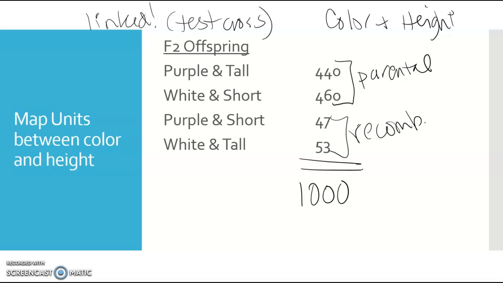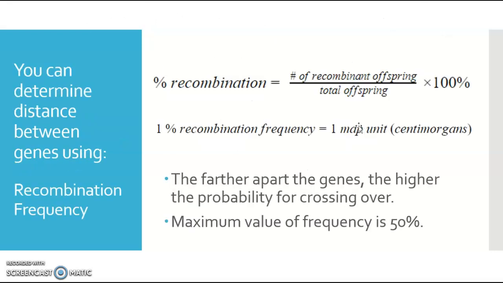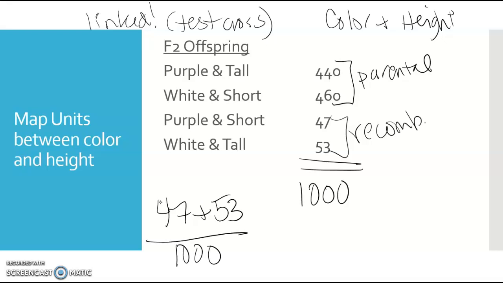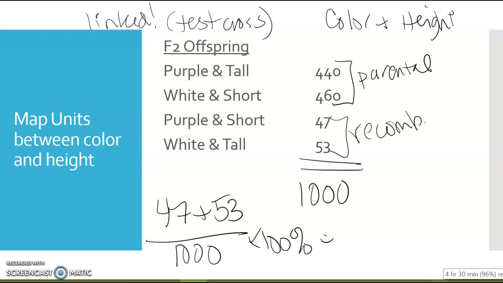offspring. So to figure out percent recombination, if you look at a formula, it's the number of recombinant offspring divided by total. So in this particular case, 47 plus 53 divided by 1,000. And you're still going to do percentage, so we're going to still multiply it by 100%. So stick that into your calculator. You're going to see you have 100 divided by 1,000 multiplied by 100 gives you 10%.